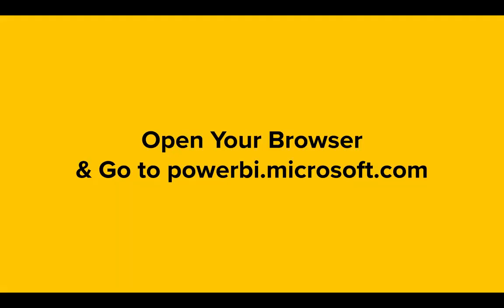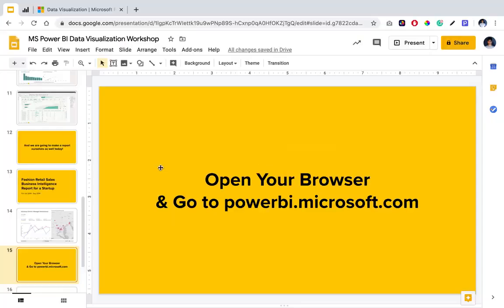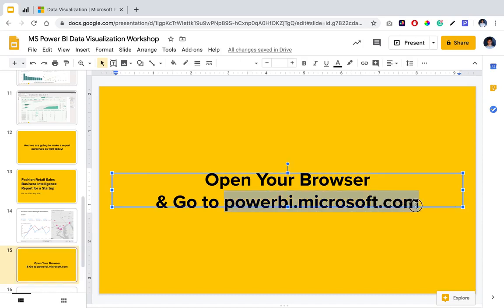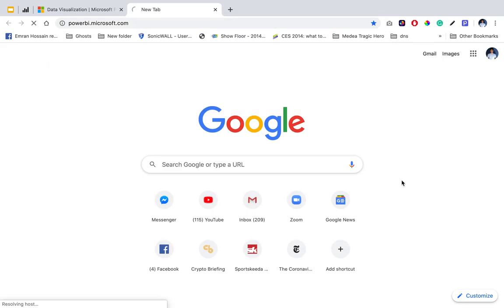Okay? And go ahead and open your browser and now go to powerbi.microsoft.com. Okay? So I'm just going to go ahead and take you to this website. It's powerbi.microsoft.com. Just open up a new tab in your browser and go to this website.